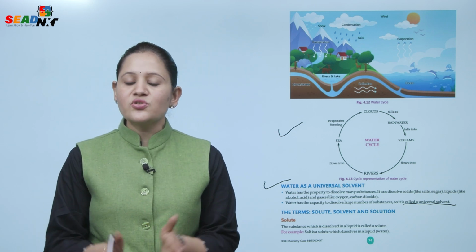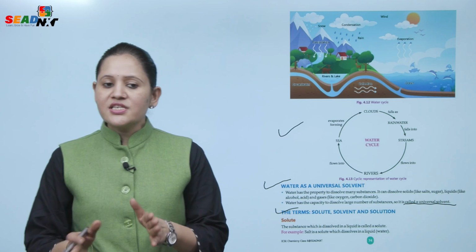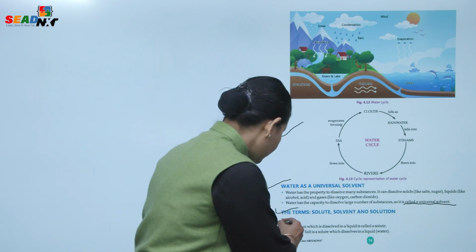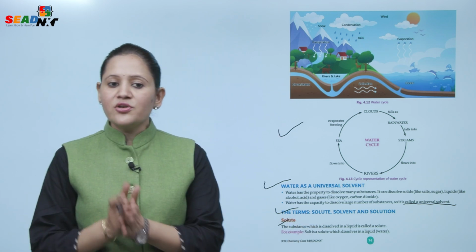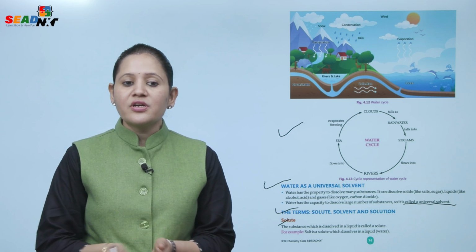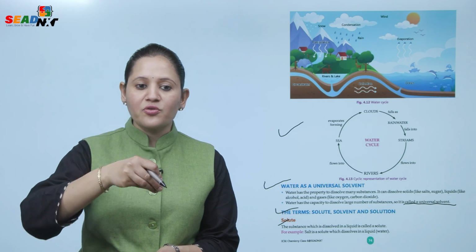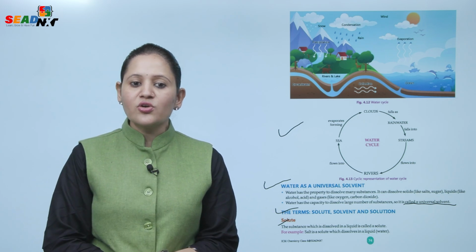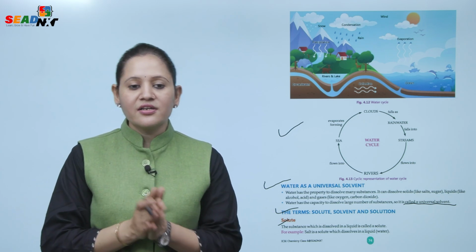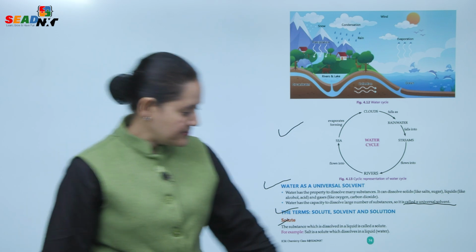Next, the terms solute, solvent and solution. First is solute. Solute is a substance which is dissolved in the liquid. So जिस चीज को हम dissolve कर रहे हैं liquid में, that is called solute. For example, salt is a solute which dissolves in the liquid. Clear? So here salt is what? That is solute.